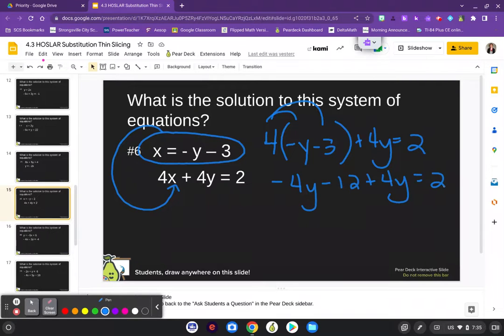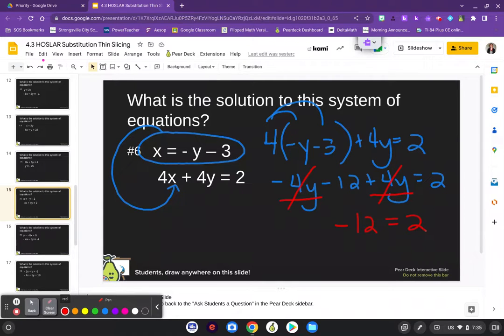And then I'm going to combine like terms. So my like terms are this negative 4y plus 4y. And actually, when I add negative 4y plus 4y, they cancel. They go away. It becomes 0. And all I have is negative 12 equals 2.